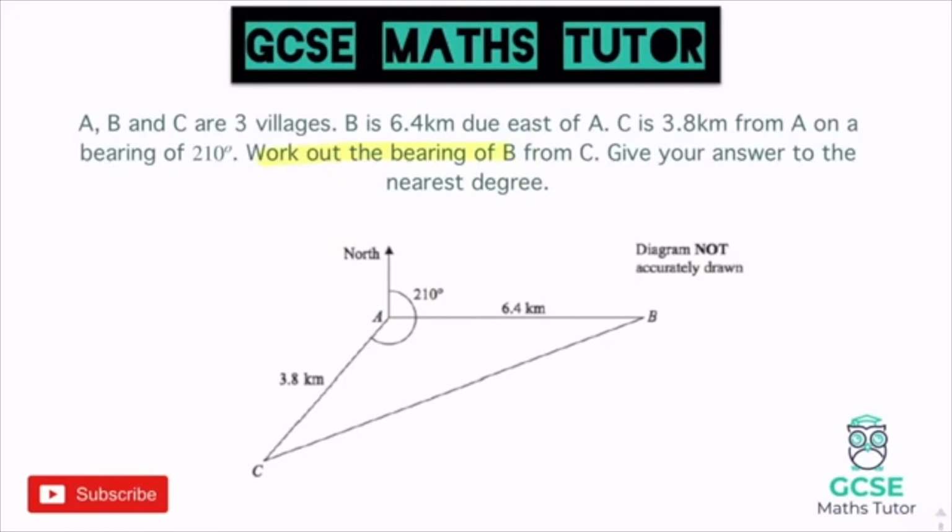Work out the bearing from B to C. So if we have a look at the bearing from B to C, sorry, B from C, then we're going to be having a look at this angle down here, how to get to B from point C. So we're going to try and see if we can work out this angle here.